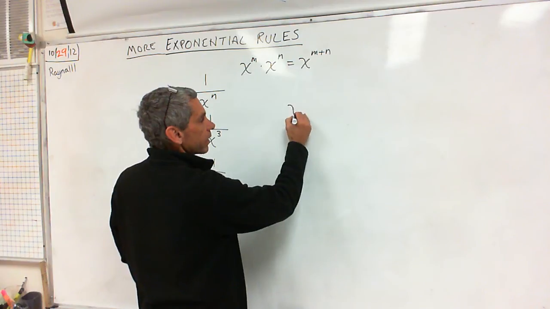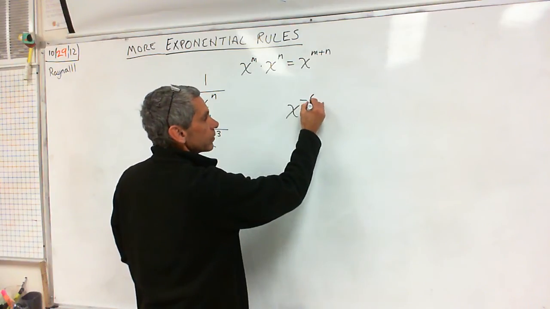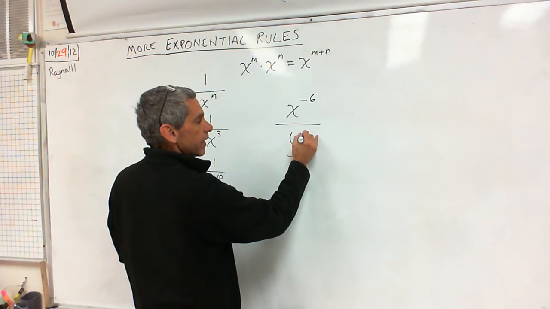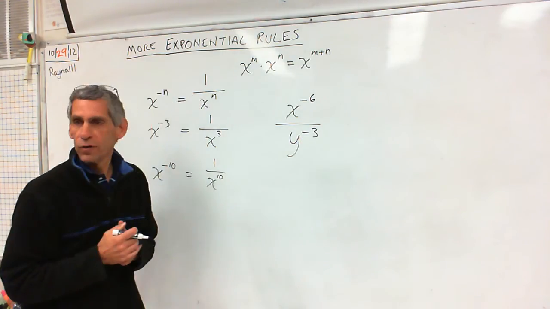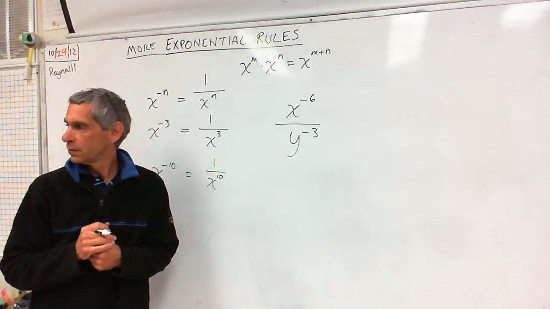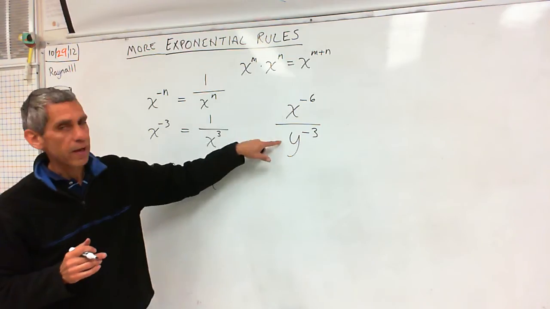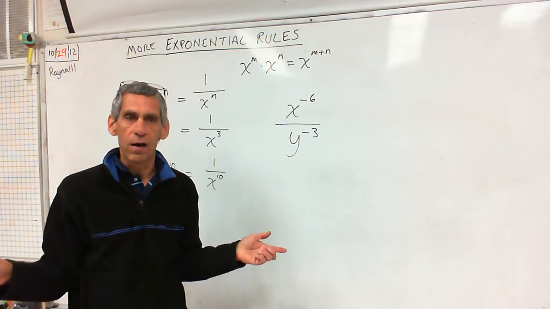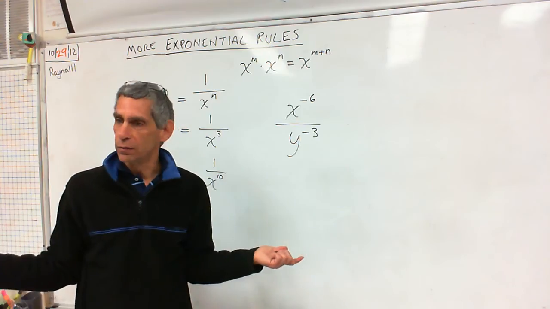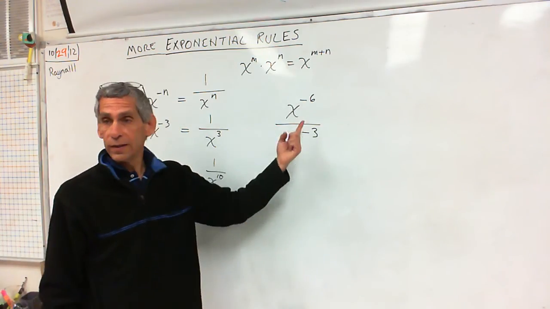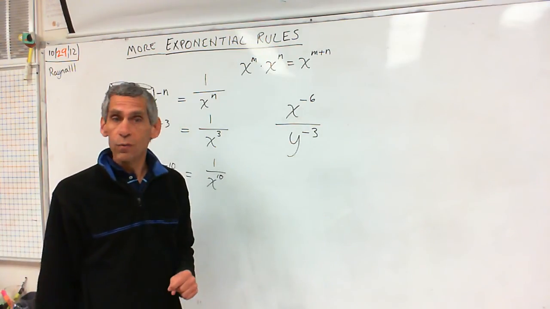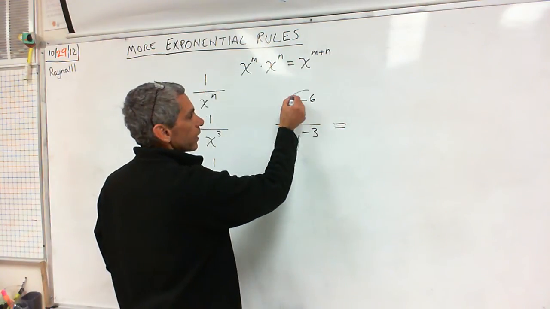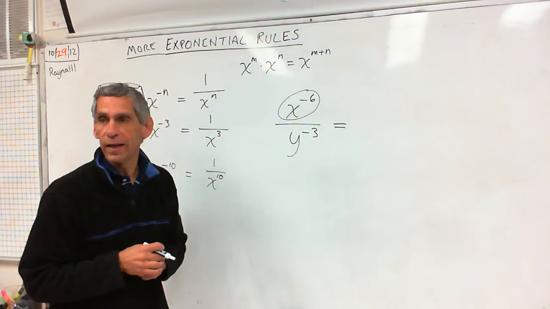Let's say I had x to the negative 6 all over y to the negative 3. First of all, are they same bases? I have an x base and a y base, totally different. I have no idea what they represent. They're just unknowns, right? I do know that they have negative exponents. I don't want negative exponents. So where could I put this so that it would no longer have a negative 6?